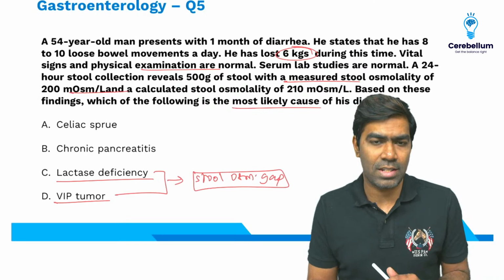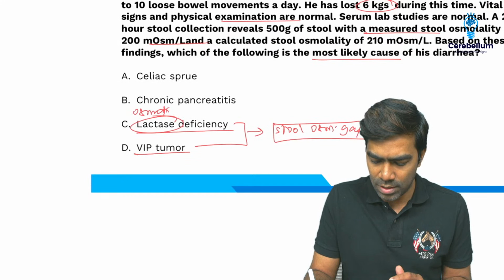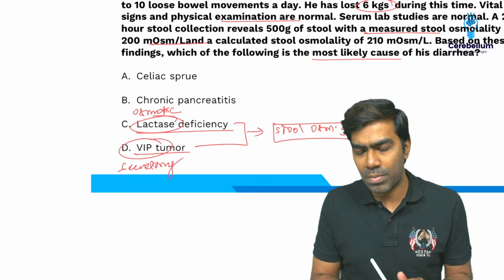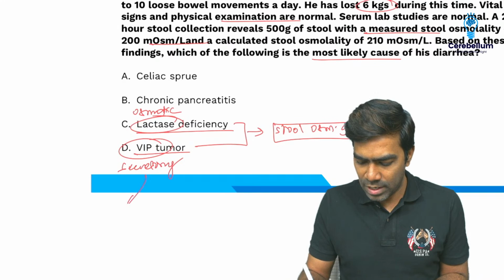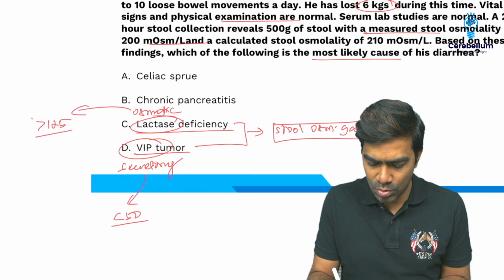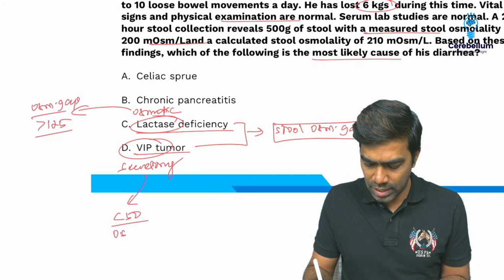Remember, lactase deficiency is going to produce osmotic diarrhea. VIP tumor is going to produce secretory diarrhea. And what will be the stool osmolal gap in the setting of osmotic diarrhea and secretory diarrhea? If it's secretory diarrhea, stool osmolal gap will be less than 50. If it's osmotic diarrhea, stool osmolal gap will be more than 125. So this is going to be the stool osmolal gap. In secretory diarrhea, it's going to be less than 50.